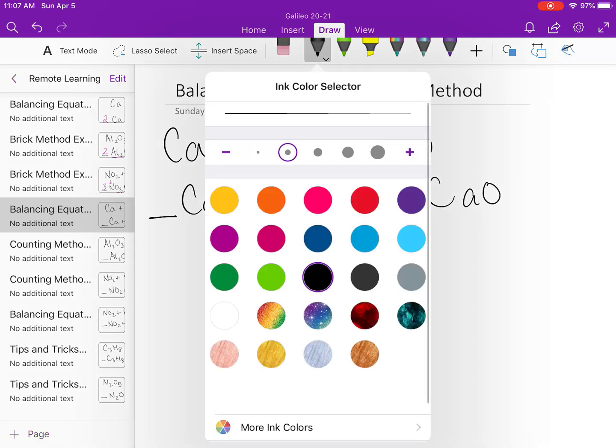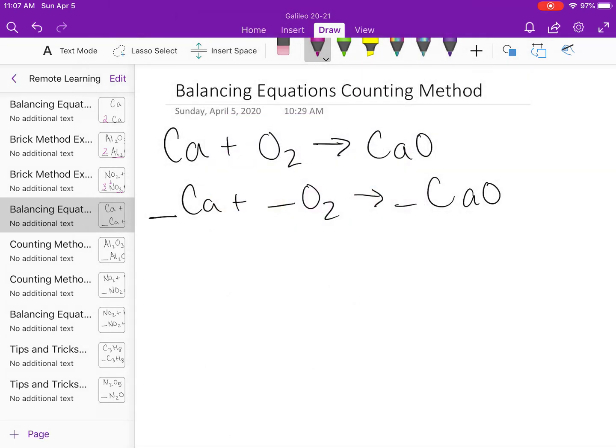So when we're doing the counting method of balancing equations, we want to start by rewriting the equation as I've done. So you can see the original equation, Ca plus O2 makes CaO. I rewrote it with blanks in front of each molecule or atom so that I have space to add my coefficients. And now I'm going to imagine that this equation has a left and a right side, the reactants and then the products.